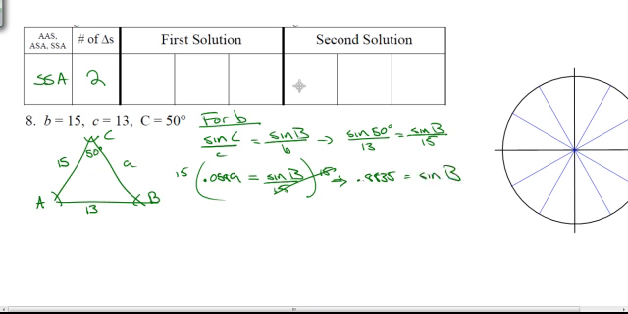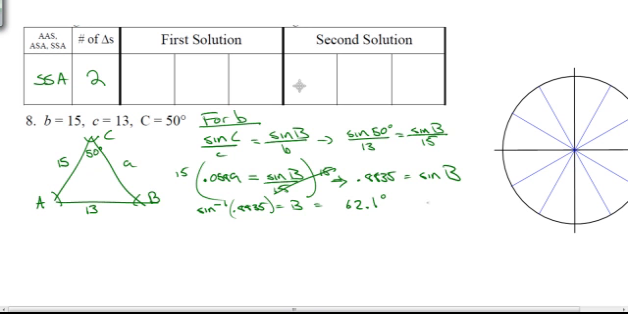And when I know what the value is, the way to find the angle is to take the inverse sine of that value. Sine inverse of 0.8835 equals angle B. When I take the sine inverse of 0.8835, that gives me roughly 62.1 degrees if I round it off. So that means my angle B equals 62.1 degrees.